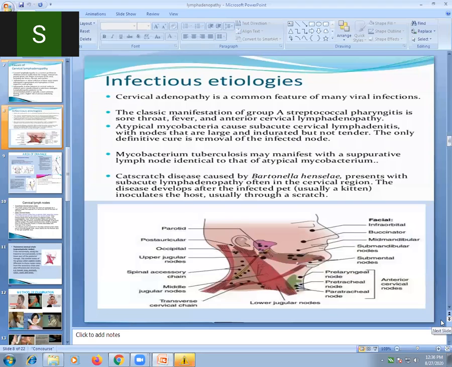Under infectious etiology, cervical adenopathy is a common feature of many viral infections. The classic manifestations of group A streptococcal pharyngitis are sore throat, fever, and anterior cervical lymphadenopathy. Atypical mycobacteria also cause subacute cervical lymphadenitis. Then tuberculosis, among chronic infections, is a very common cause for cervical lymphadenopathy.